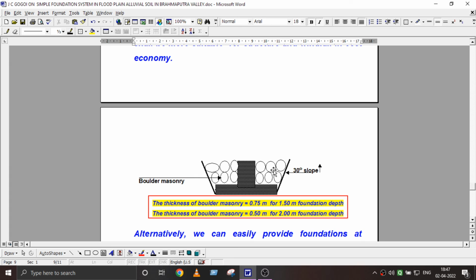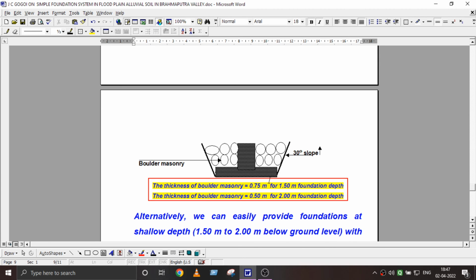Instead of fighting against all the worst situations at site, we can provide the foundation safely at 2 meter with a provision of half meter boulder cushion over the base. And in my opinion, it will be the best solution for all this type of problems.